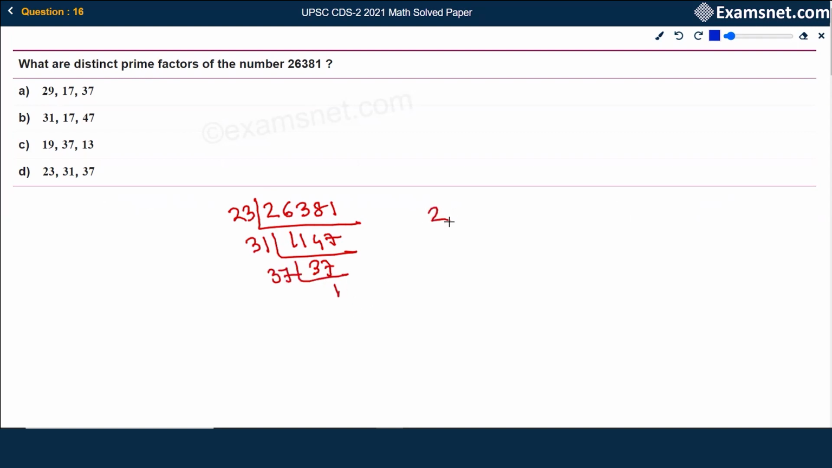So here 26,381 can be represented as the product of 23, 31 and 37. And what is the definition of prime numbers? A number which is divisible by 1 and the number itself is called a prime number. We won't include 1 because 1 is not a prime number, whereas 23, 31, 37 are prime numbers. So hence we can say the distinct prime factors are 23, 31 and 37.